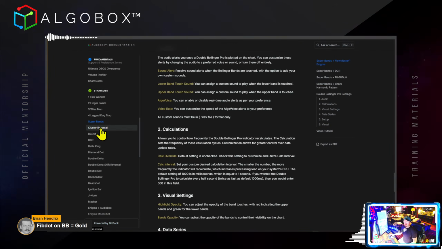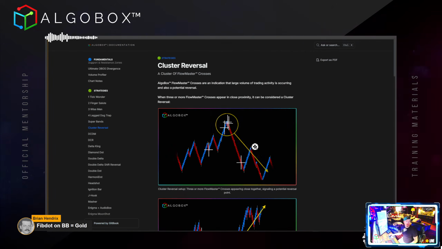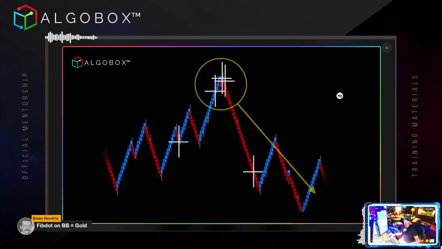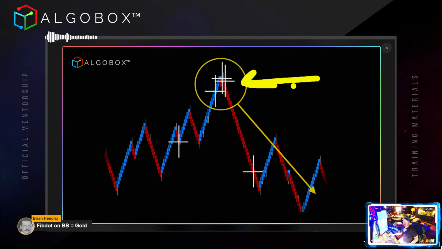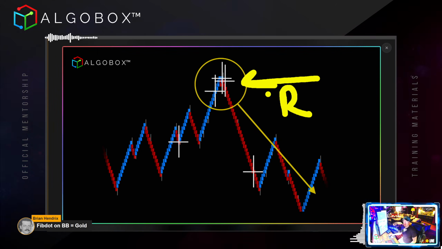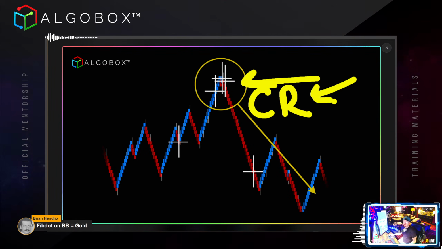Okay, let's move into the next section here. Cluster reversals. All right, so Flowmaster crosses, basically when they bunch up in an area, picture's worth 1,000 words. That is a cluster. Any questions? And I always play a cluster as a reversal. Now, doesn't mean it's always, okay, but if I'm going to get a cluster, I'm going to play a reversal almost every single time.